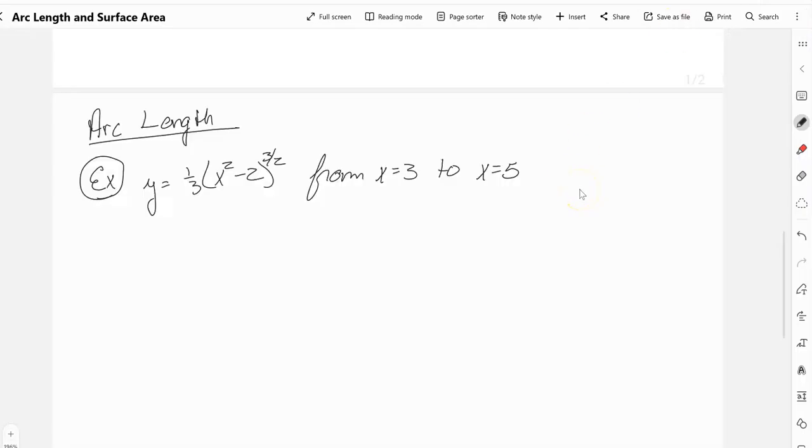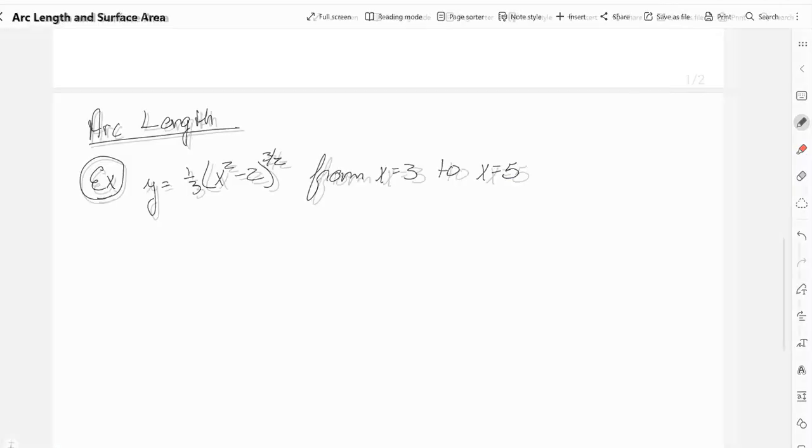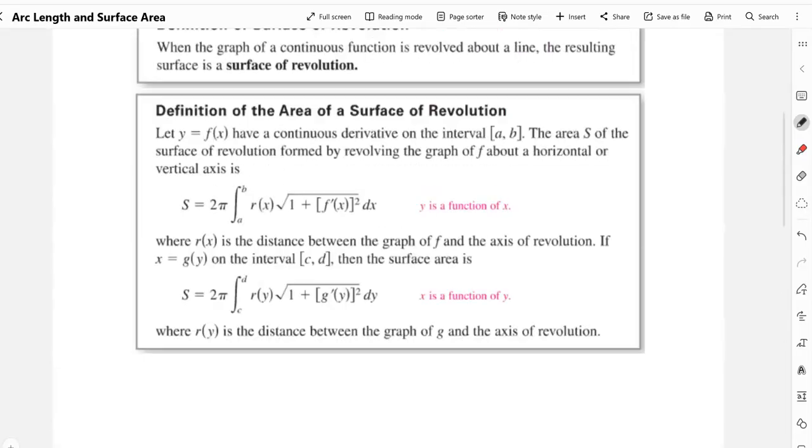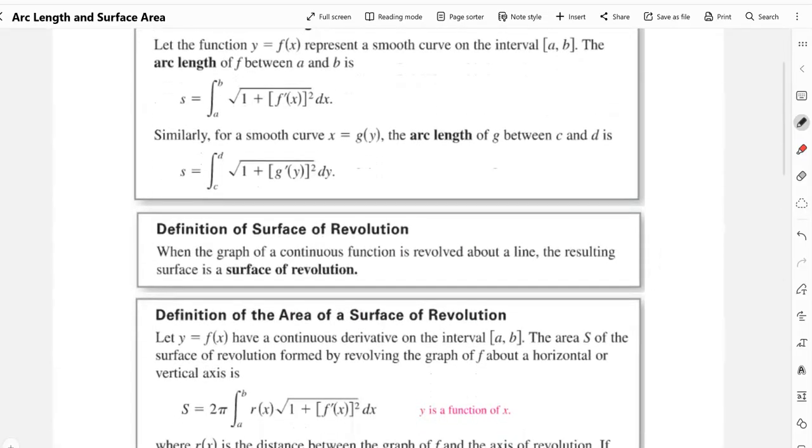So let's use our formula to help us figure this out. We know what our formula says. So arc length, and I'm going to use a cursive S for that, we're going to integrate from a to b, and it's the square root of 1 plus f prime of x squared dx. Let me go back up here and make sure I copied everything right.